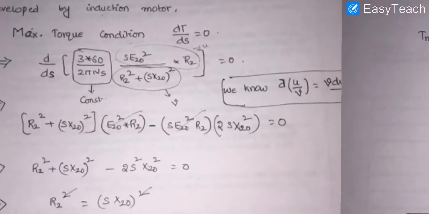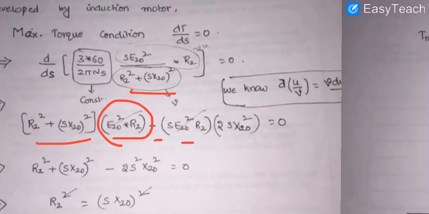Here this is our v. This is our v du, derivative of u minus u derivative of v, that is equal to 0. So if you simplify here, E20 square into R2 is common, so both are cancelled, and the remaining term, so s is present here, is R2 square plus sX20 whole square.